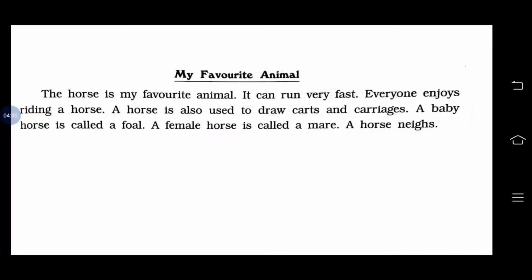Okay? And the fill in the blanks and meanings that you have to write in your fab book as a revision part. And this paragraph, My Favorite Animal, you have to write it in your rough book. Okay? So students, we are stopping over here.